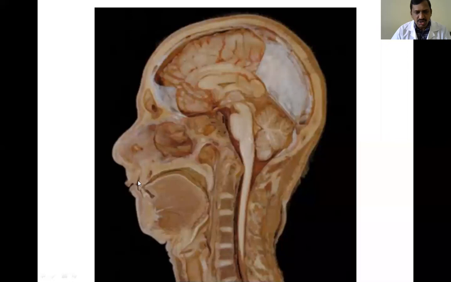This space is called the vestibule of the mouth. The vestibule of the mouth is very important because we are putting some hard substances into it. And at the same time, opposite the upper second molar tooth, there is an opening of the parotid gland. The parotid gland is mostly a serous gland, and it drains into the vestibule of the mouth.